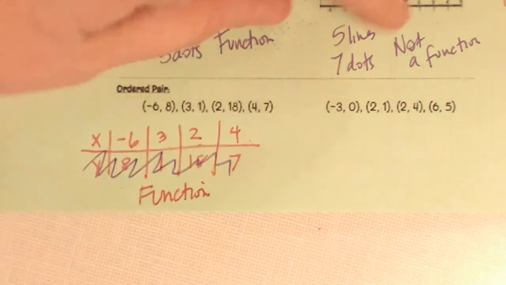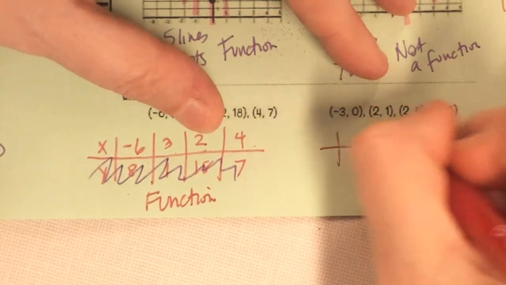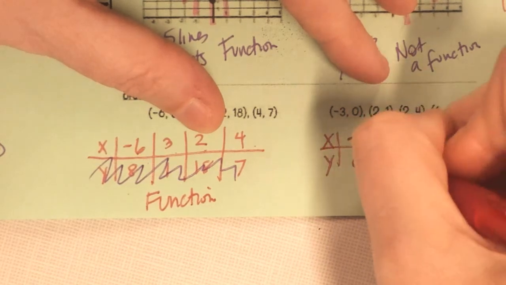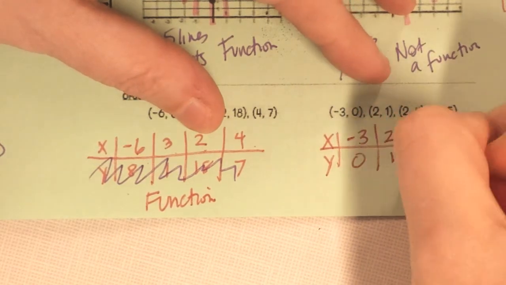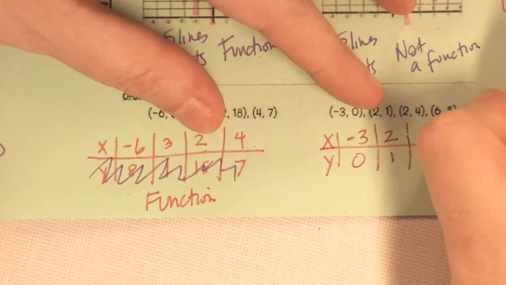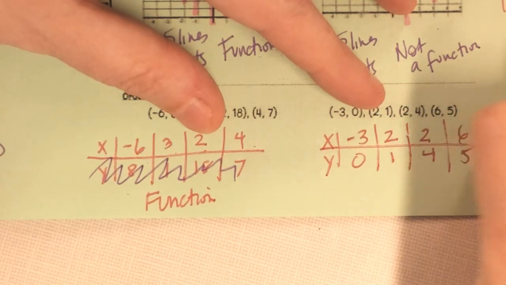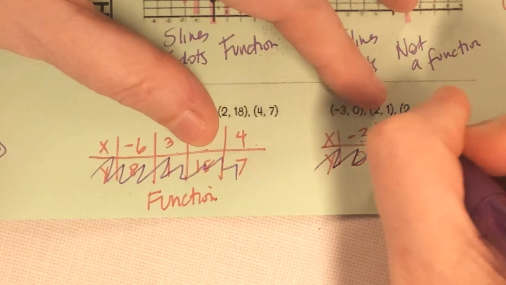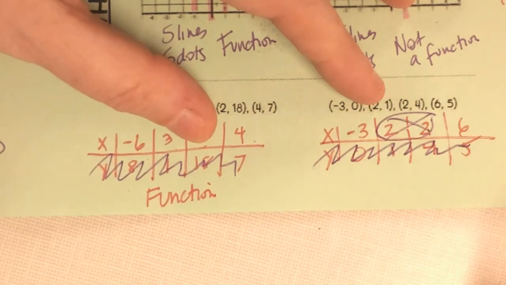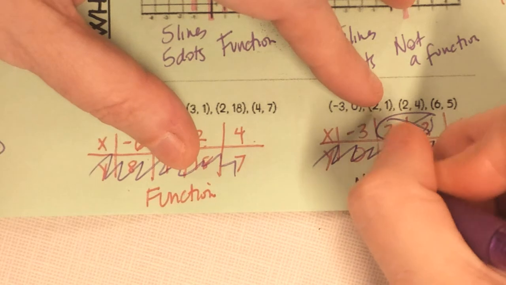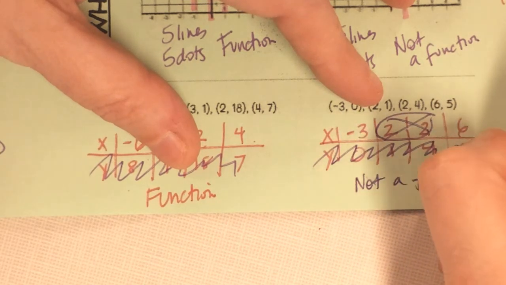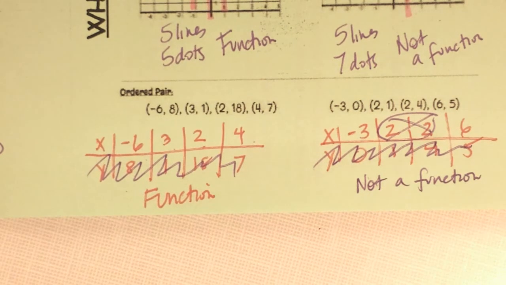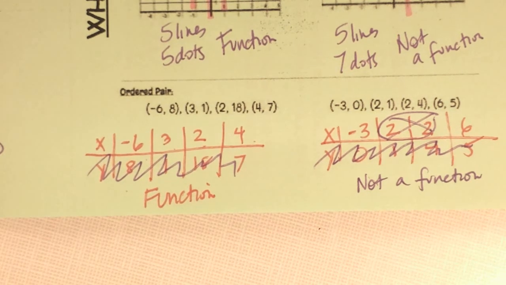Okay. Now likewise, let's do this guy right here. Let's put this one in a table. X, Y. So I have -3, 0, 2, 1, 2, 4, and 6, 5. And we squiggle out the Y. Uh-oh, look at that. I have 2 listed twice in my X column. Not a function. Okay? And that's what we need to know about functions. So if you have any questions, let me know.